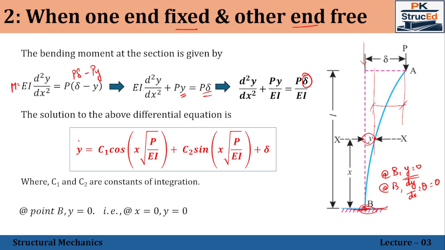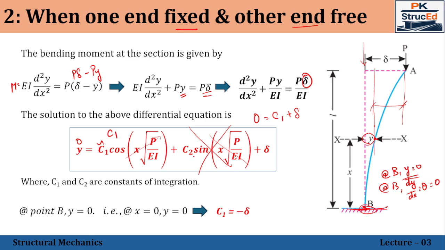So, substituting this one, left side will become 0. Right side, x is 0 in the sense, this entire component will become 0. Therefore, cos of 0 will be 1. Whereas, coming on to this side, the bracket within that one will become 0. So, sin 0 will become 0. Therefore, this component will be nullified. And the remaining thing is delta. So what you will be getting is left side 0, right side c1 plus delta. Therefore, c1 will be equal to minus delta. So we got the value of c1.